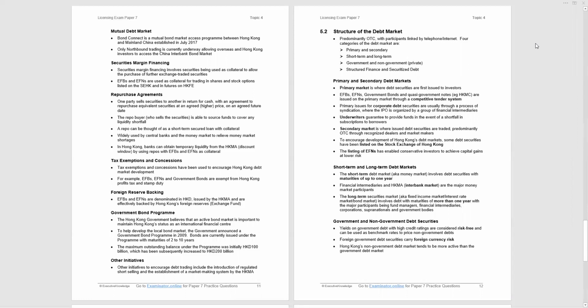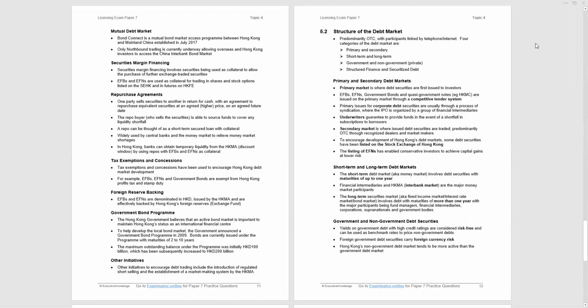So let me read through the material and then just reflect upon it. Repurchase agreement. We have one party selling securities to another in return for cash with an agreement to repurchase equivalent securities, so repurchase them back at an agreed price, a higher price on an agreed future date.